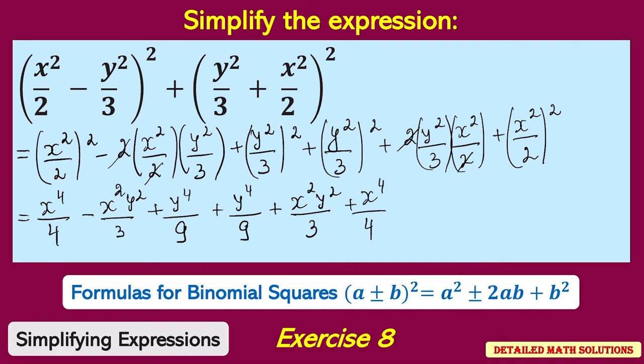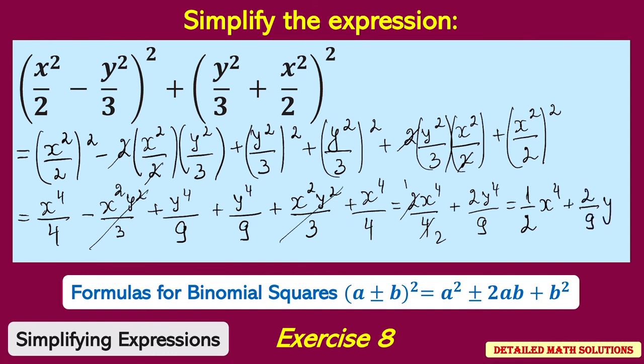Next, when I add all like terms, I get 2x to the 4th power over 4. I can cancel out these two terms, + 2 times y to the 4th power over 9. Or if I reduce further, I get 1/2 x to the 4th power + 2/9 y to the 4th power. I can't simplify this expression further, therefore, it's the final answer for this exercise.